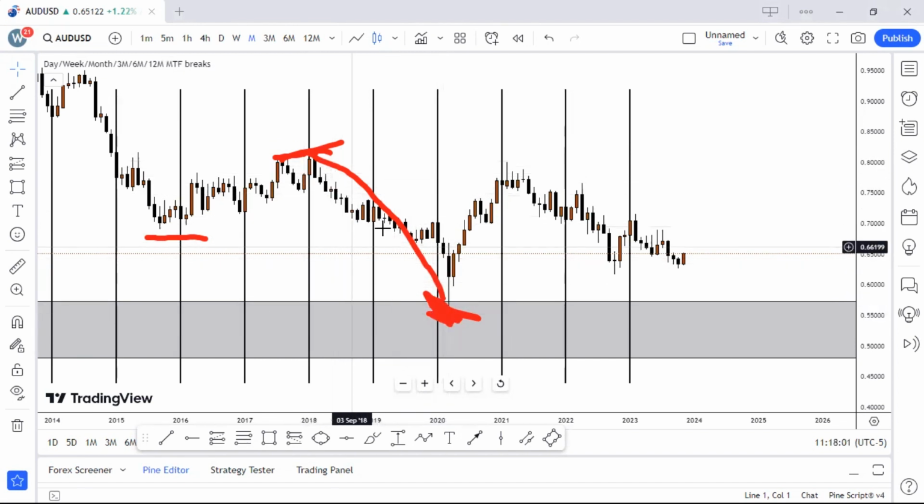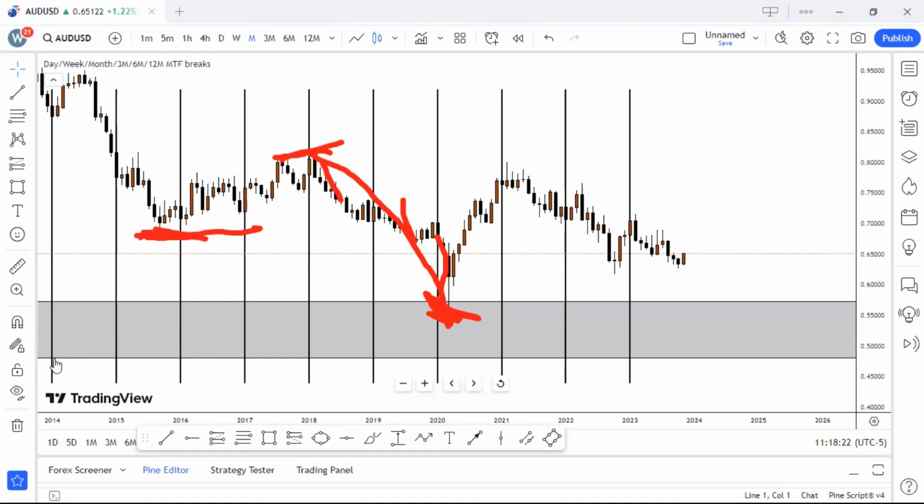How many candles? One, two and a half candles. Let me just put it that way. Two and a half candles to form this very low you're seeing here. It took one, two and a half to form this low you're seeing here.